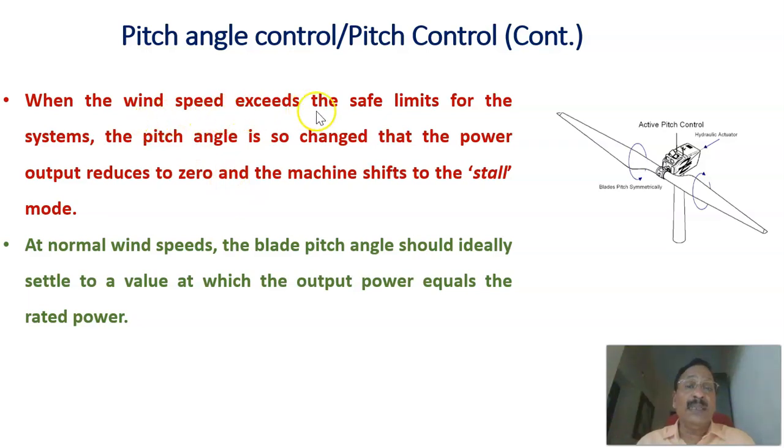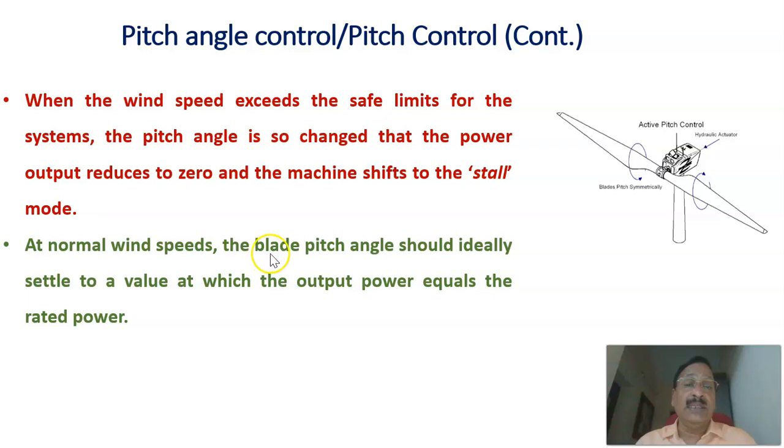When the wind speed exceeds the safe limit for the system, the pitch angle is changed so that the power output reduces to 0 and the machine shifts to stall. If it is too much, then the pitch angle is changed in such a way that the machine shifts to stall mode.